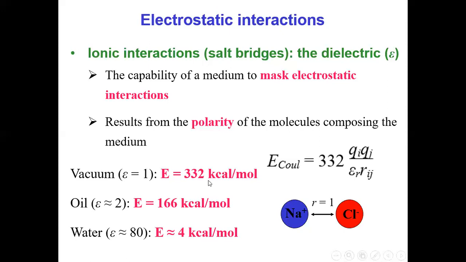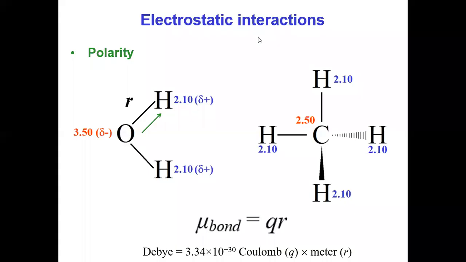So we can see that the more polar the medium is, the lower the interaction energy is. And this is because the medium is composed of molecules that can mask the electrostatic interaction. To understand how polar media like water can mask ionic interactions inside them, we should look at the individual molecules composing such media. And here we can see the single water molecule on the left.